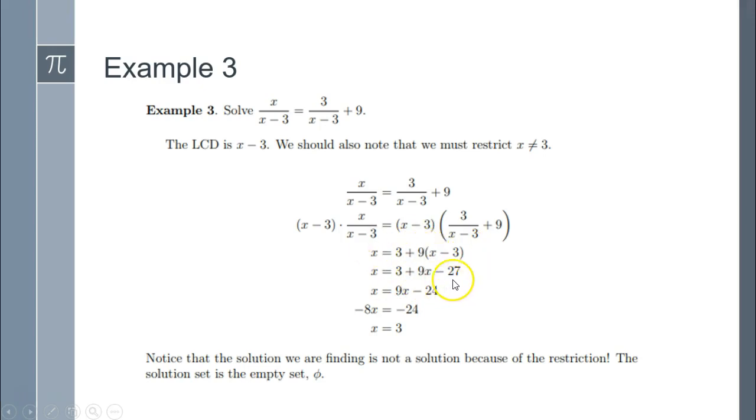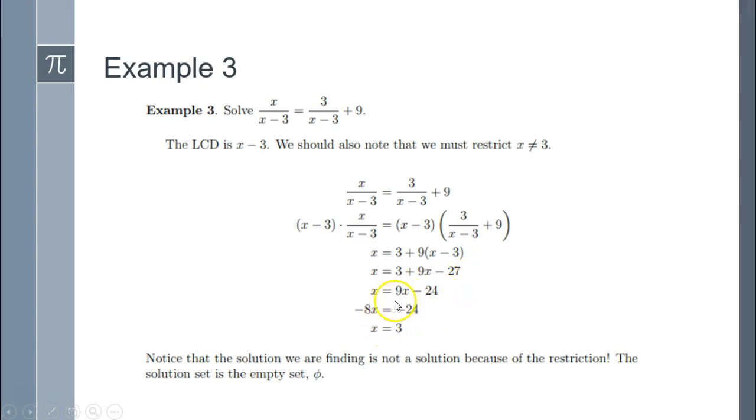9 times negative 3 gives you the minus 27. So this is the same as saying plus a negative 27. Hopefully that's still not confusing to you with negative numbers, but if it is, just keep in mind subtraction is just adding a negative. So I could either write 9x minus 27 or 9x plus negative 27. So I have x equals 9x minus 24 when I combine the 3 and the negative 27.